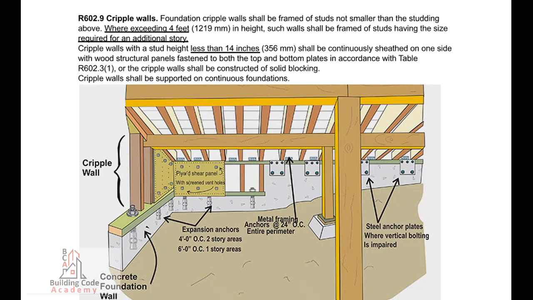R602.9 Cripple Walls. Foundation cripple walls shall be framed of studs not smaller than the studding above. Where exceeding 4 feet, 1,219 millimeters in height, such walls shall be framed of studs having the size required for an additional story. Cripple walls with a stud height less than 14 inches, 356 millimeters, shall be continuously sheathed on one side with wood structural panels fastened to both the top and the bottom plates in accordance with table R602.31, or the cripple walls shall be constructed of solid blocking. Cripple walls shall be supported on continuous foundations.